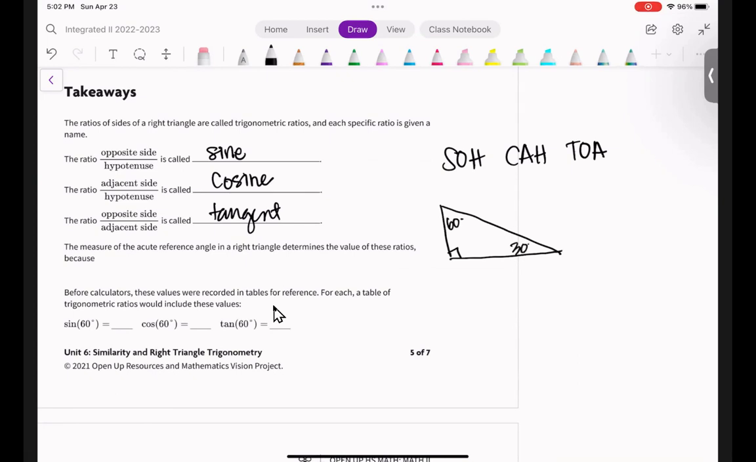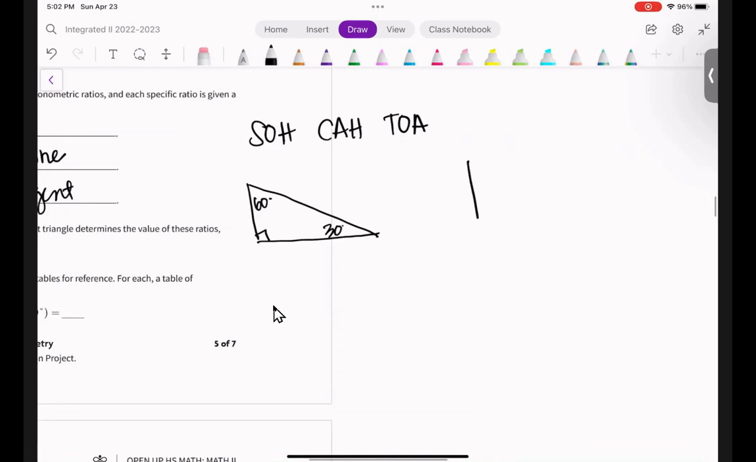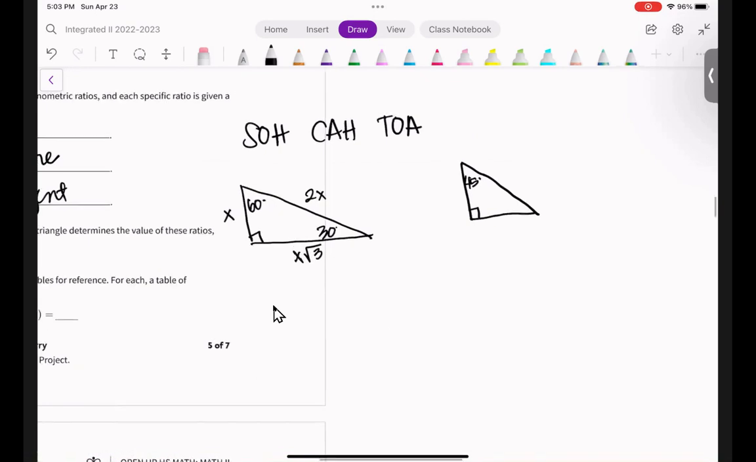I will tell you right now, the students who understand their 30, 60, 90 and their 45, 45, 90, and have it in the front of their brain, it's the equivalent of when students understood their multiplication tables back in 5th grade. Because imagine how difficult it was to do 5th, 6th, 7th grade math without knowing your multiplication tables. So these two reference things, I'm going to reference over and over again. So this is going to be x, 2x, x root 3. And this is going to be x root 2.